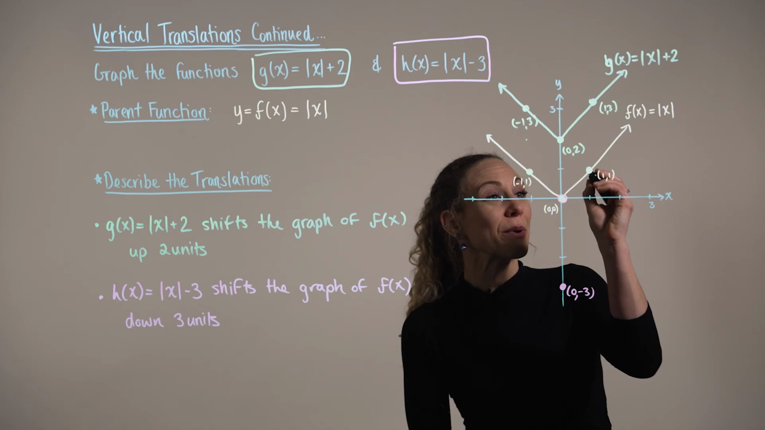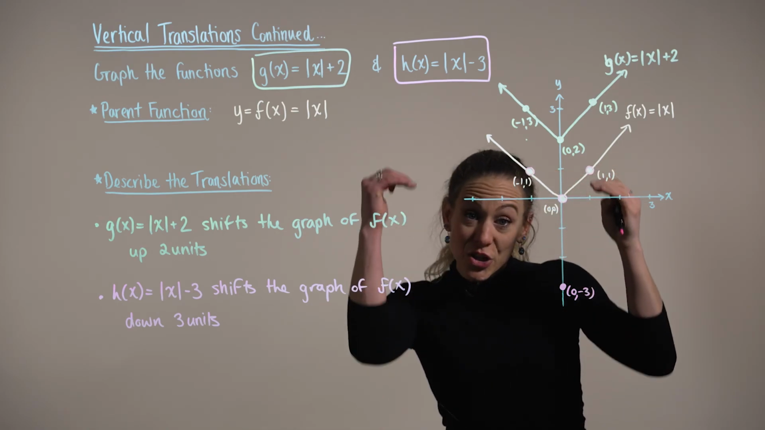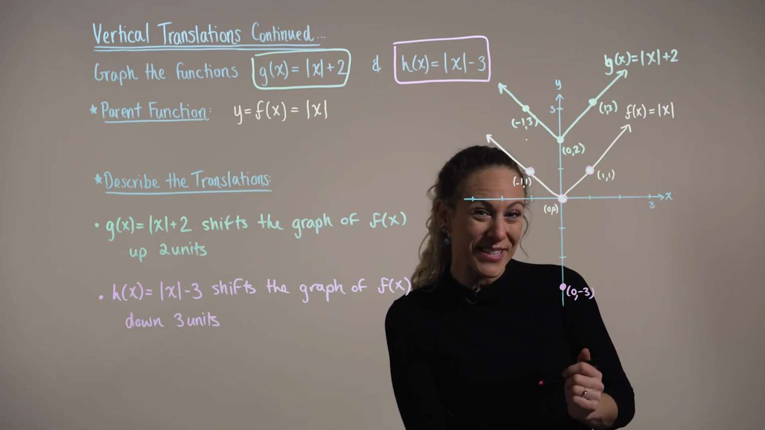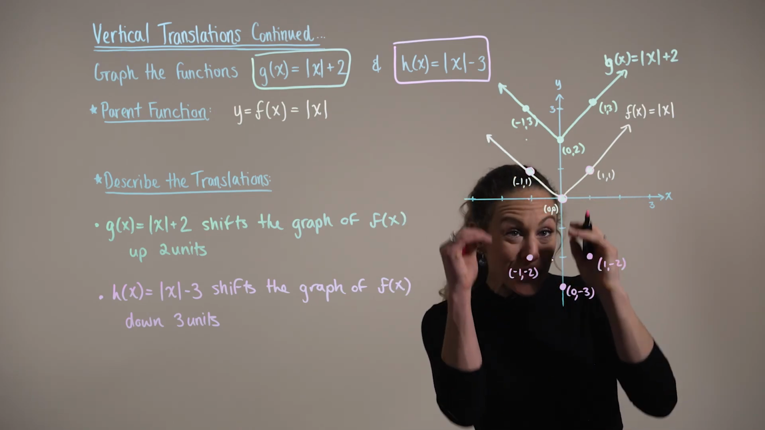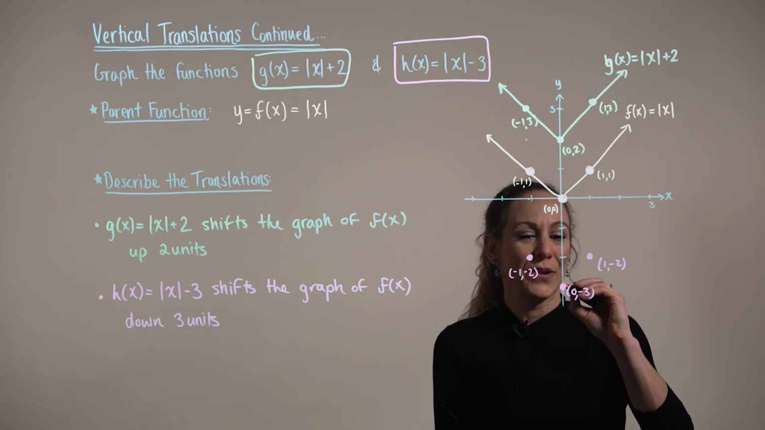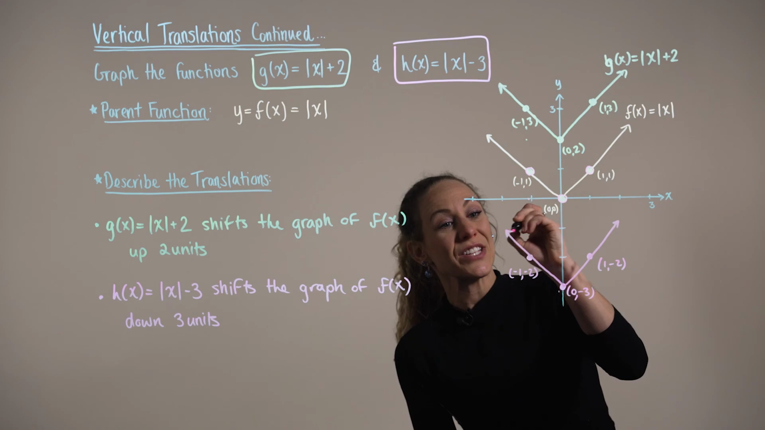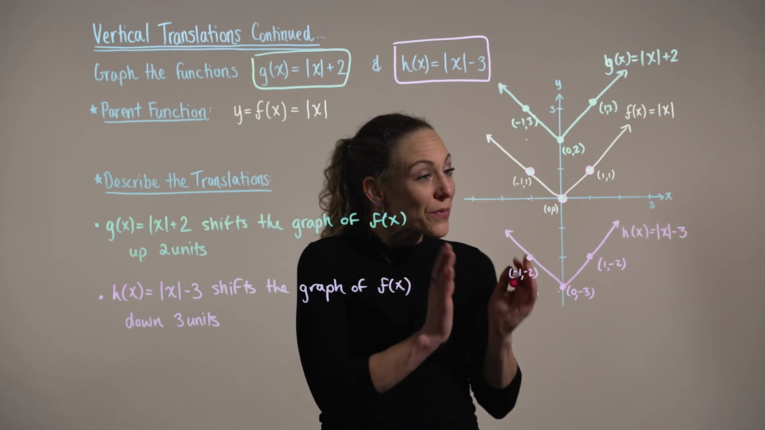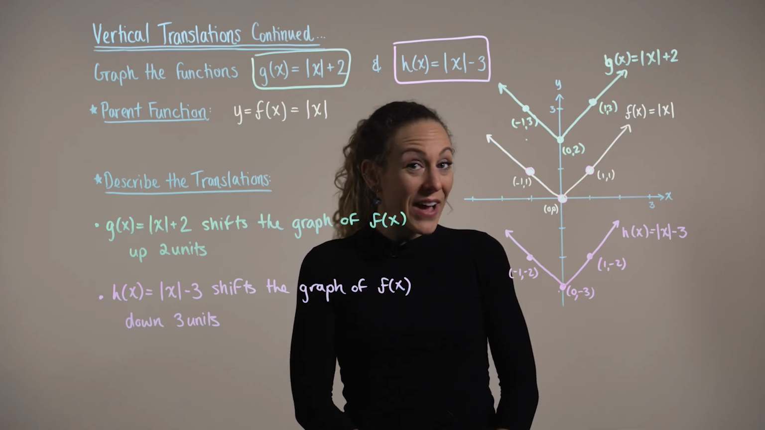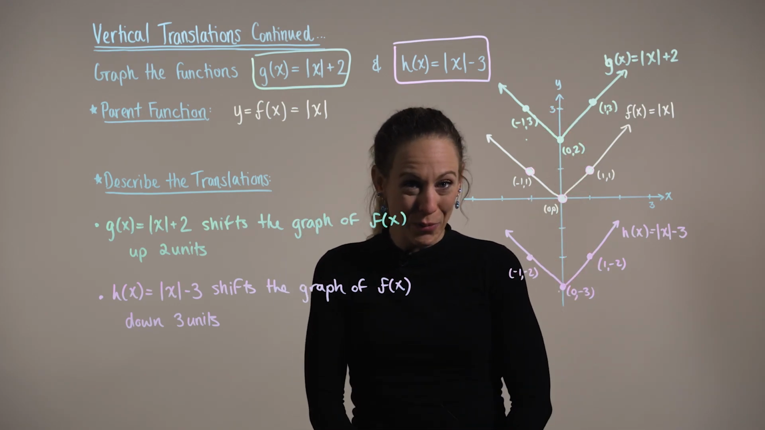And very similarly, we're going to take these other 2 points from our parent function and shift both of them down 3 units as well. And connecting these transformed points, we can see the shape of the graph for h of x. So again, we can see here that the shape of the parent function's graph hasn't changed. It's just moving up or down along the y-axis.